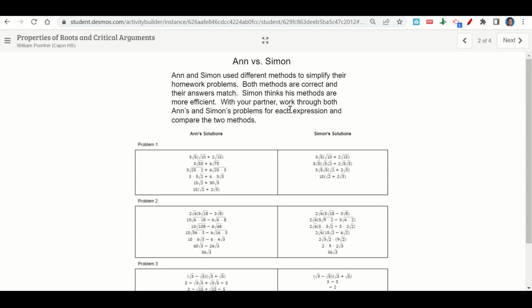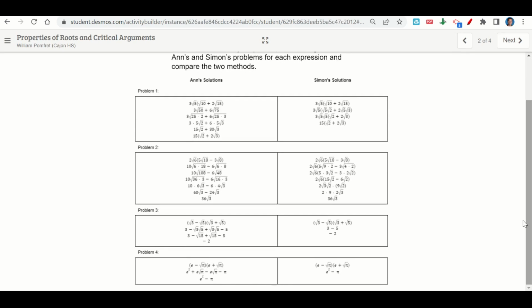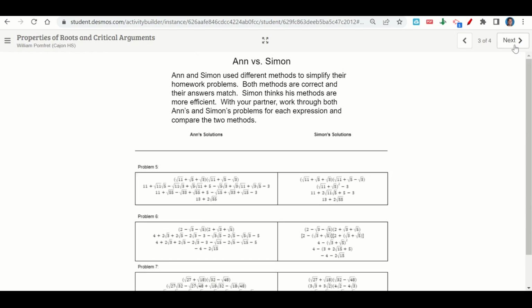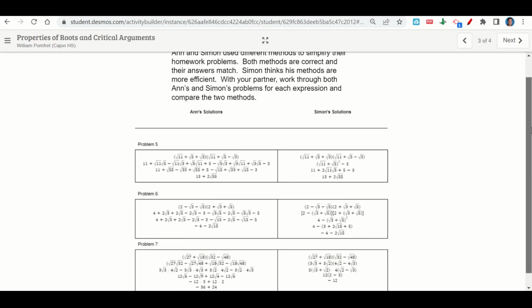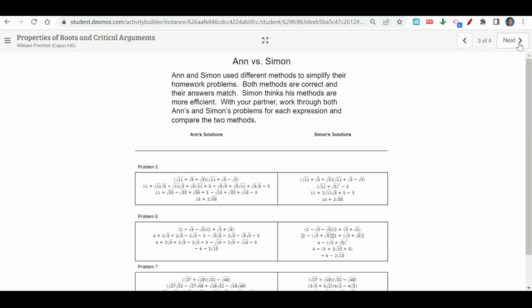And we're given two different ways of completing root problems. So we have Anne's way here and Simon's way here. And we're going to compare and contrast and decide how they're different and how they're similar and which one we prefer. So we can take a look at the two solutions here. And notice most of the time Simon's end up being shorter. So we'll go ahead and click next. And we have our solutions. These are the second part of the solutions.